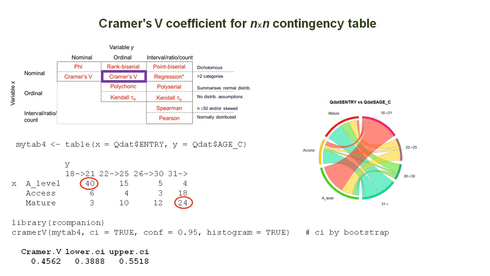Compare the modal age of A-level entry at age 18 to 21 with that of mature entry at age 31 and above. Again, the 95% confidence intervals are from the bootstrap.